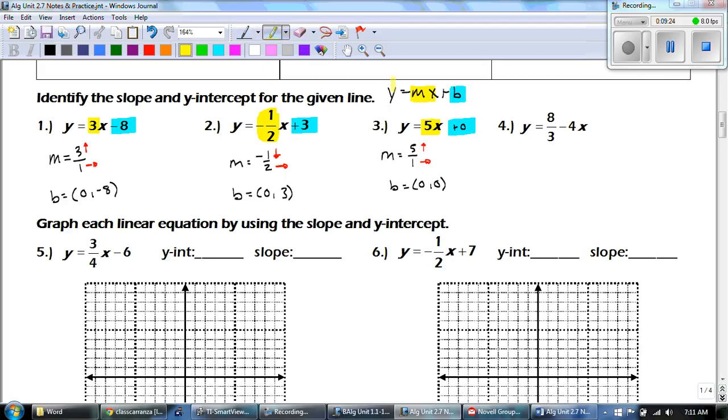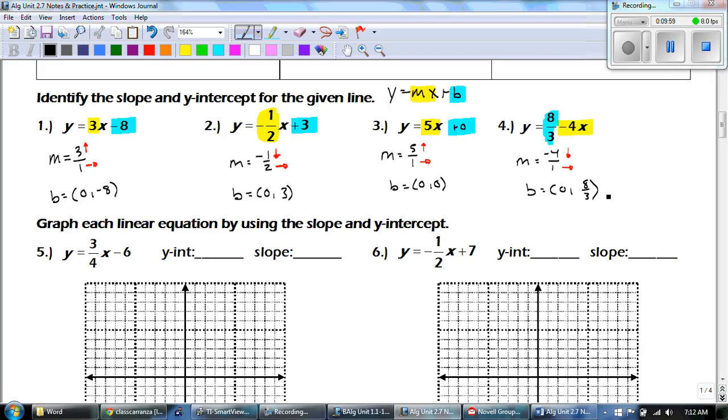Now 4, you have to be careful because just because it's a fraction doesn't mean it's our slope. Remember, our slope is connected to the x. So it's -4, so I'm going to say that's -4/1, which means I would go down 4 because it's negative and to the right 1. Y-intercept can be a fraction. So in this case, our y-intercept is 0, 8/3.